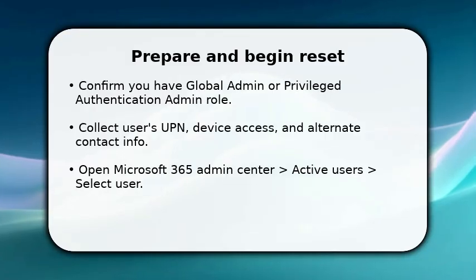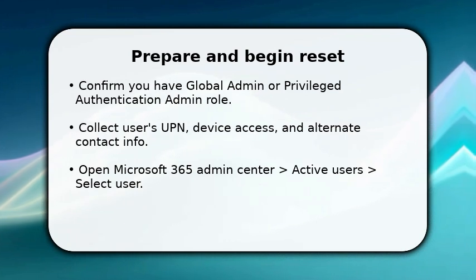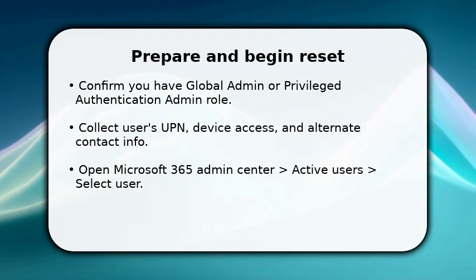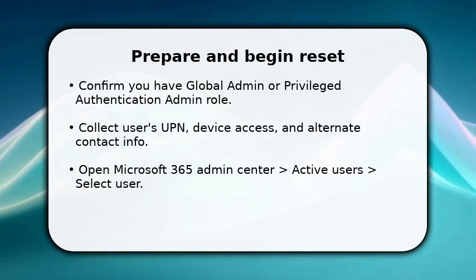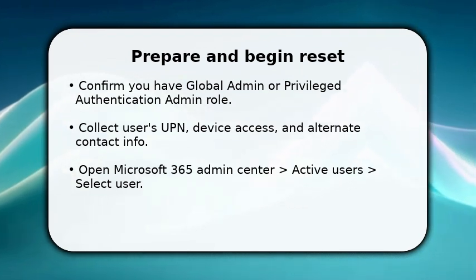You start by confirming your admin role and gathering the user's UPN and reachable contact method. Once done, open the Microsoft 365 Admin Center and go straight to active users. Select the target user and then choose authentication methods or multi-factor authentication settings.